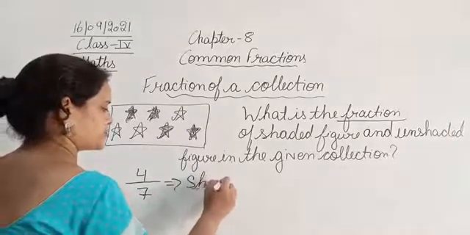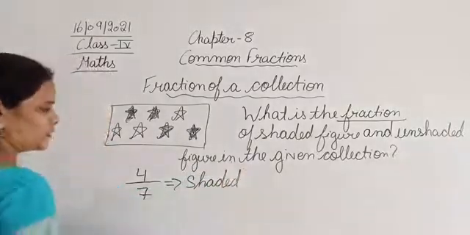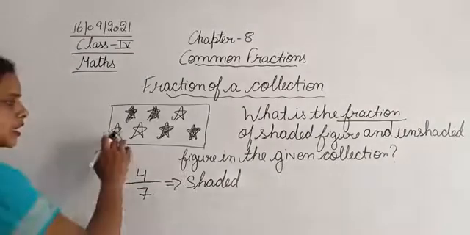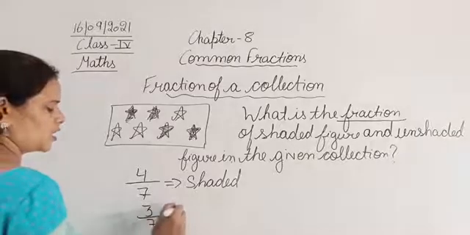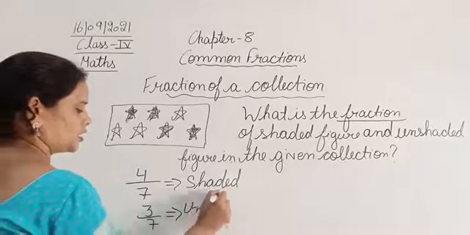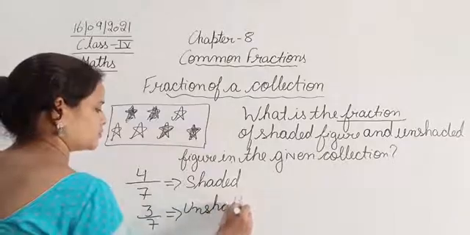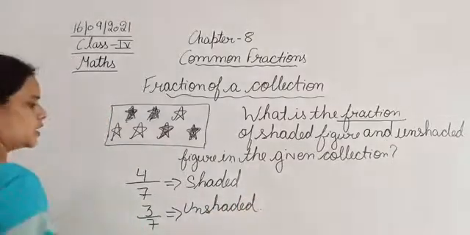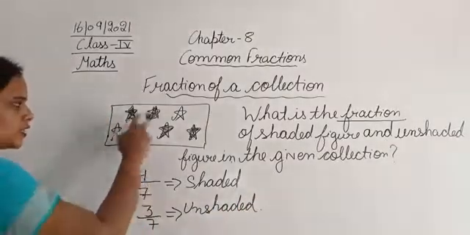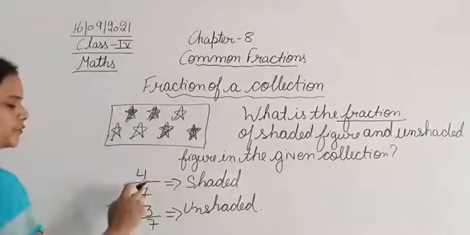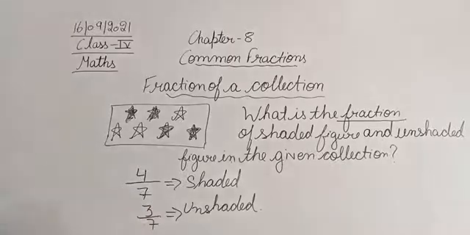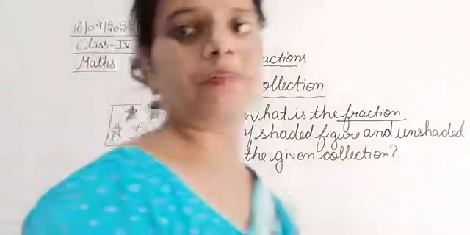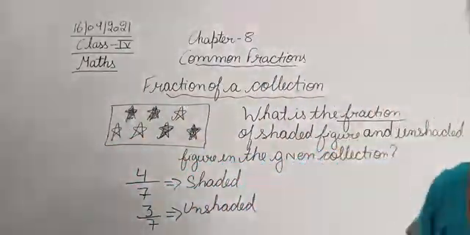So out of 7, 4 are shaded. Next unshaded 3. 3 out of 7 are unshaded. ओके, सो आउट ऑफ 7, टोटल 7 थी उसमें से 4 शेडेड थे. सो 4/7 इज शेडेड एंड 3/7 इज नॉट शेडेड और अनशेडेड. ओके, सो दिस इज हाउ वी विल डिफाइन द फ्रैक्शन ऑफ द शेडेड एंड द अनशेडेड.